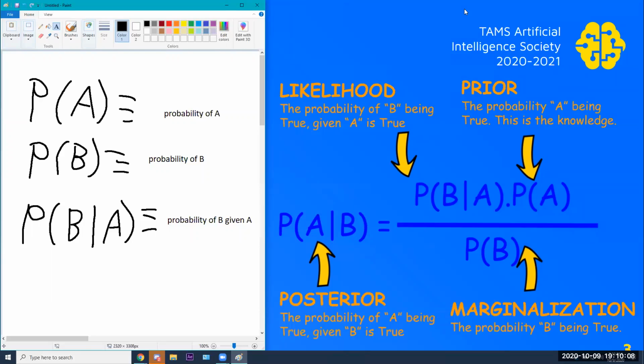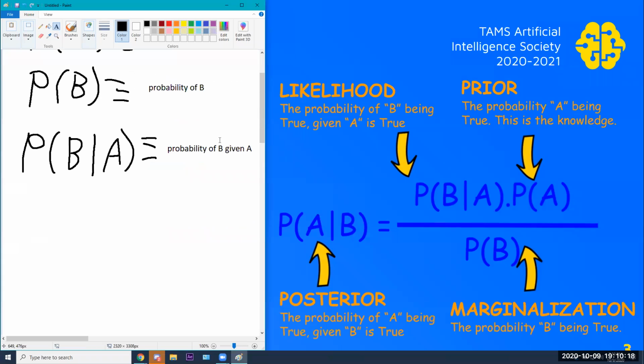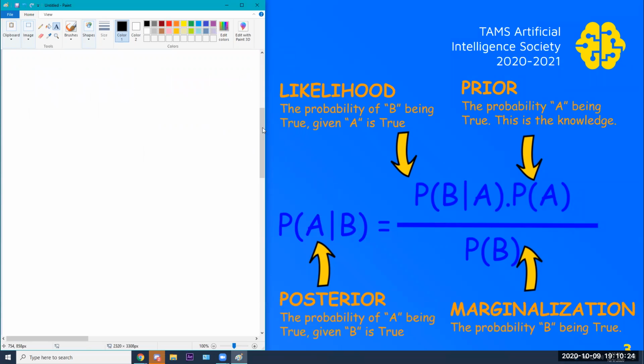But this may seem counterintuitive at first, right? This is just a bunch of different probabilities. Why does this work? Why does this make any sense? Well, at least personally, what makes it intuitive to me is if I draw it with trees.